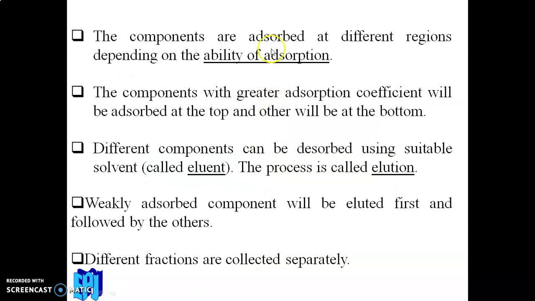Next, the components are adsorbed at different regions, depending upon the ability of adsorption that I explained. The components with greater adsorption coefficient will be adsorbed at the top and others at the bottom. Then, as they come down, the component that separates first has less ability for adsorption, and the components at the top have high adsorption ability. Different components are desorbed using suitable solvents called eluents, and this process is known as elution.